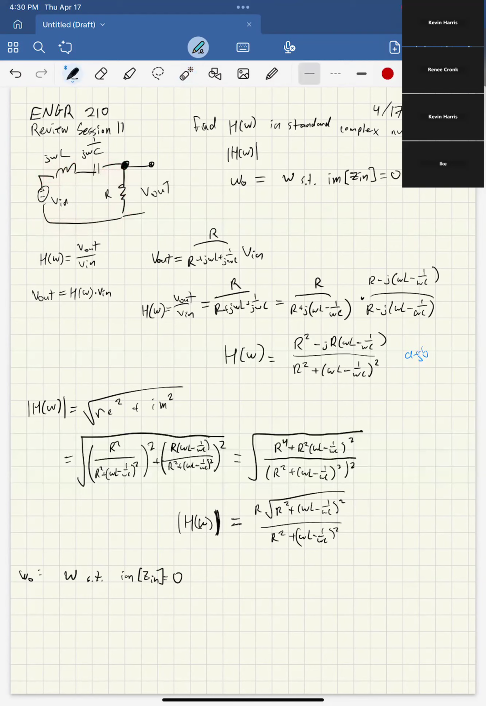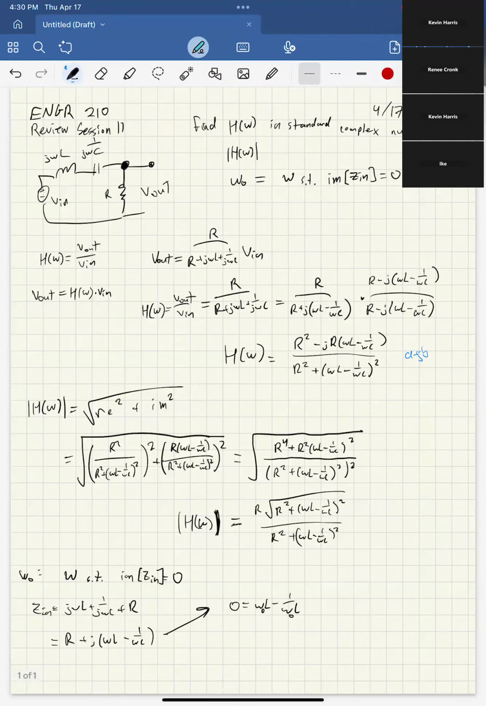So basically we say, okay, Z in equals j omega L plus 1 over j omega C plus R, which we can rewrite as R plus j times omega L minus 1 over omega C. And then we want the omega such that the imaginary part is equal to 0. So we say 0 equals omega L minus 1 over omega C and solve for omega.